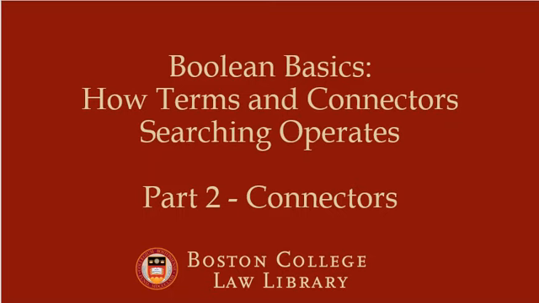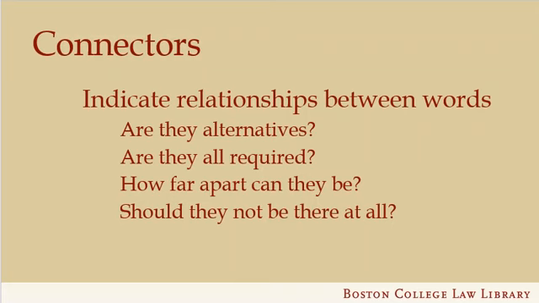In Basics, How Terms and Connector Searching Operates, Part 2, Connectors. Terms in a Boolean search are turned into search statements by using connectors, which indicate relationships between words. These connectors will determine whether all of your search terms or just some of them will be required. And if you are including both words, how far apart can they be, either by word count or grammatical structure? You can also exclude terms from a search.